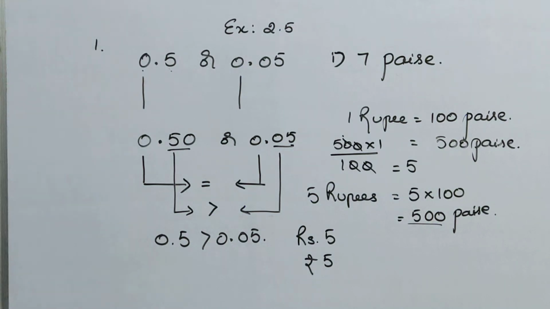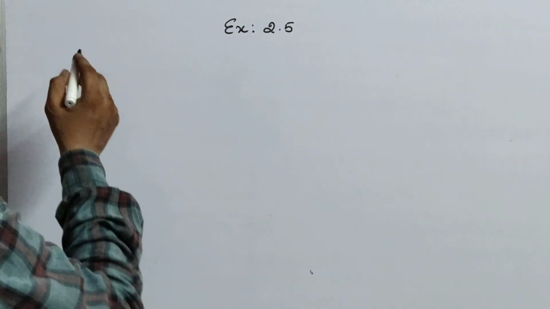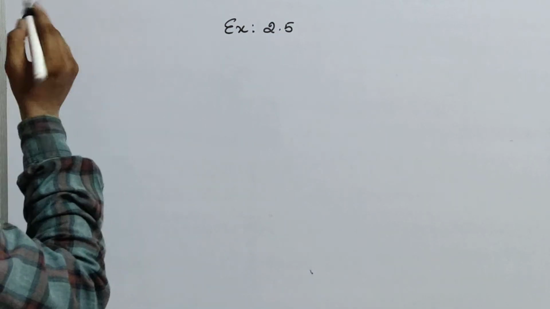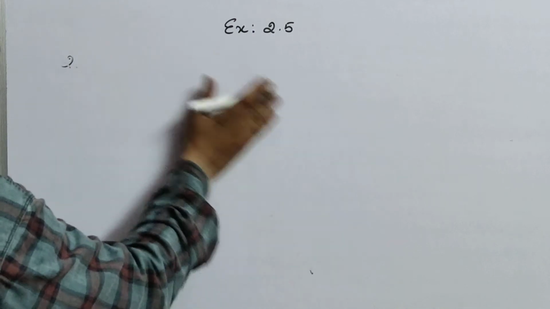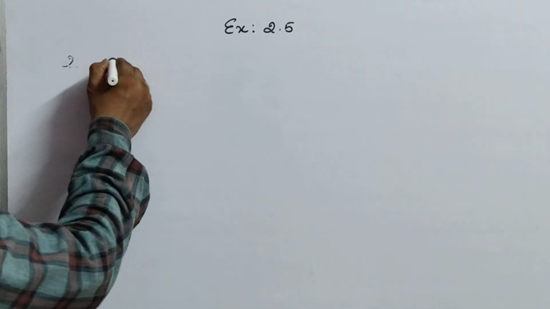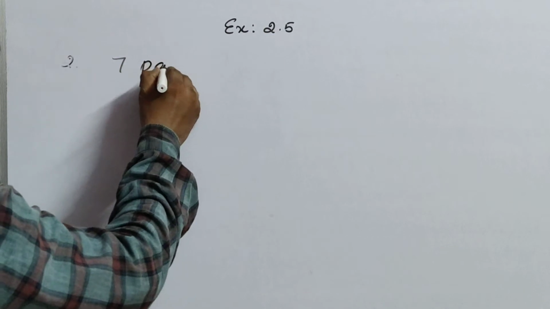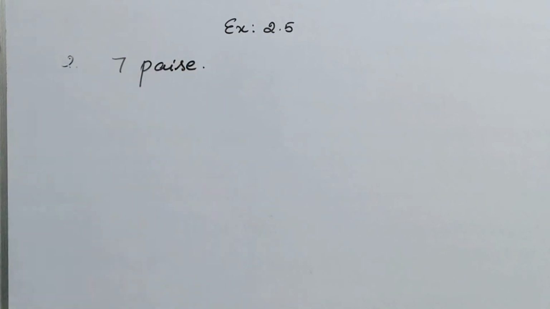Is it clear now? Now I am going to explain the sum given in exercise 2.5. The given question is: express as rupees using decimals. The first question is 7 paise.